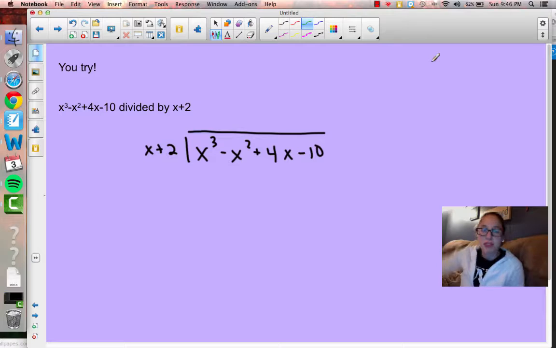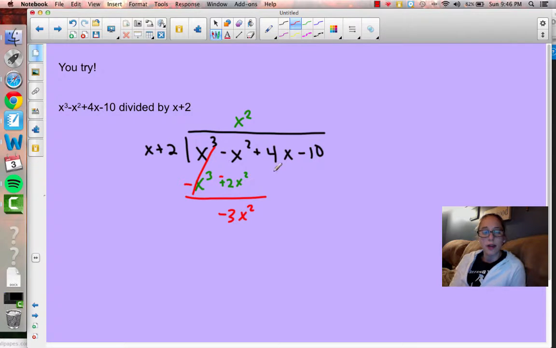Okay, so this is how you should have set up your equation, and then I'm just gonna quickly go through the answer. X times x squared is going to get me an x cubed. So I multiply x squared times x is x cubed, and x squared times 2 is positive 2x squared. And then I subtract. So this becomes a minus, and that becomes a minus. And when I subtract, I cancel out my x cubes. Negative x squared minus 2x squared gets us negative 3x squared. And I bring down my 4x.